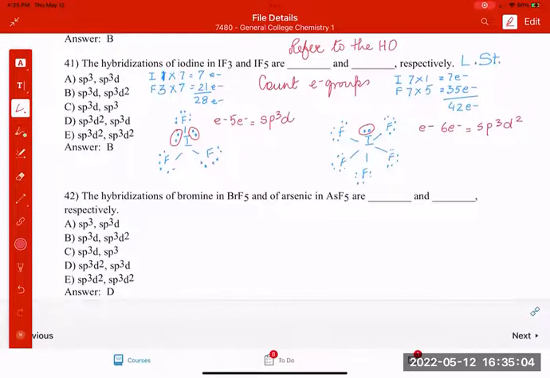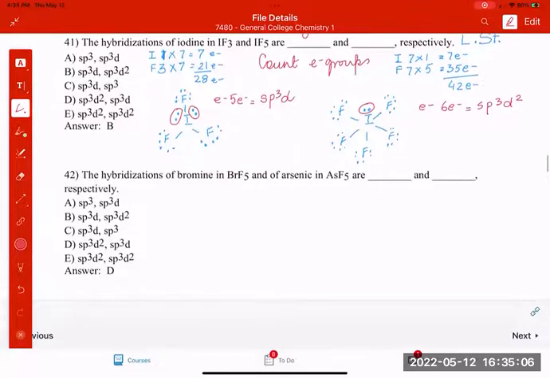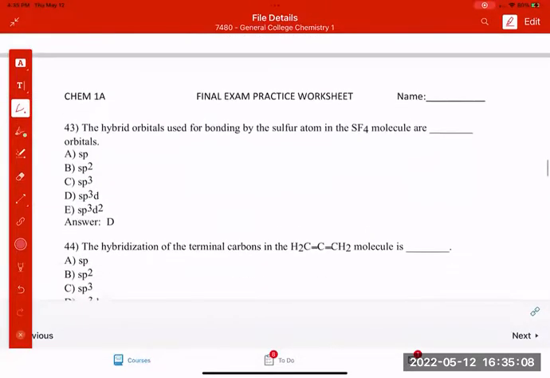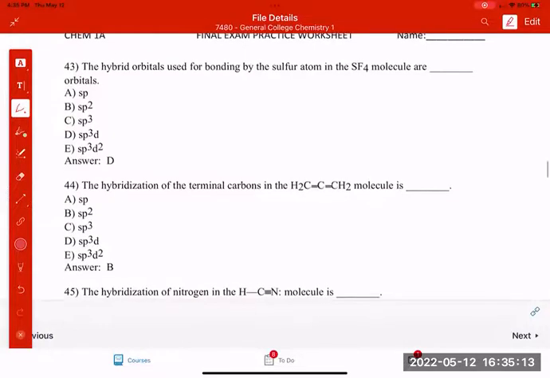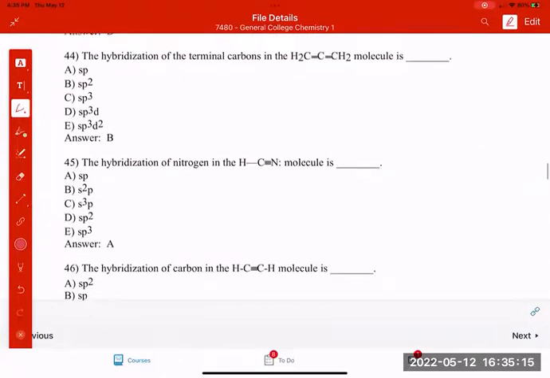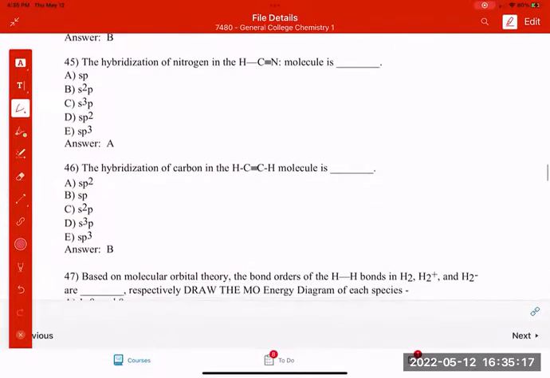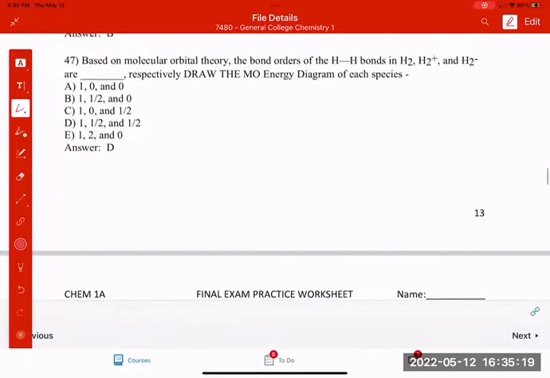Okay, the next one, you guys will do it. Bromine, same story, same way. The hybrid orbitals used for bonding by the sulfur atoms, same thing. The hybridization of terminals, same, we covered all this quite a bit now. Based on the molecular theory, molecular energy diagrams. Now, okay, let's do this one, MO diagrams.